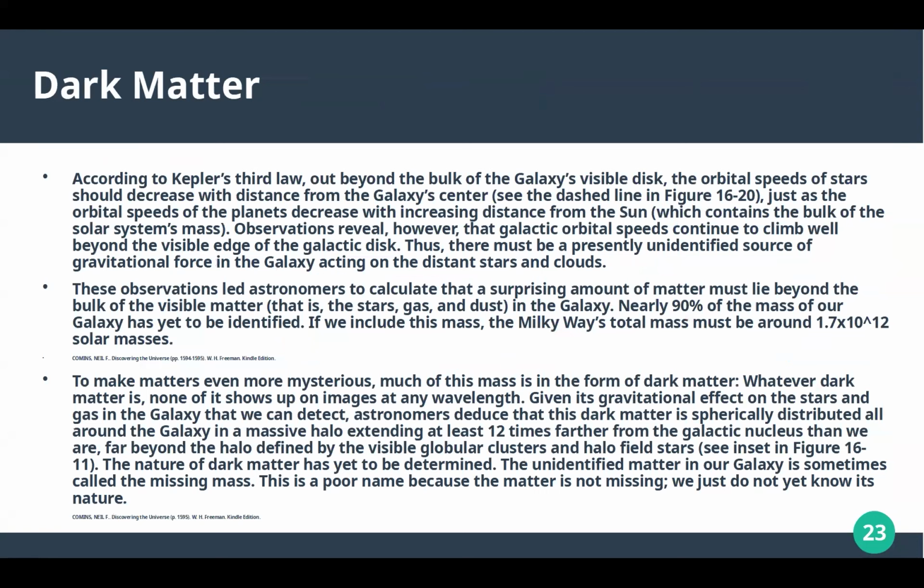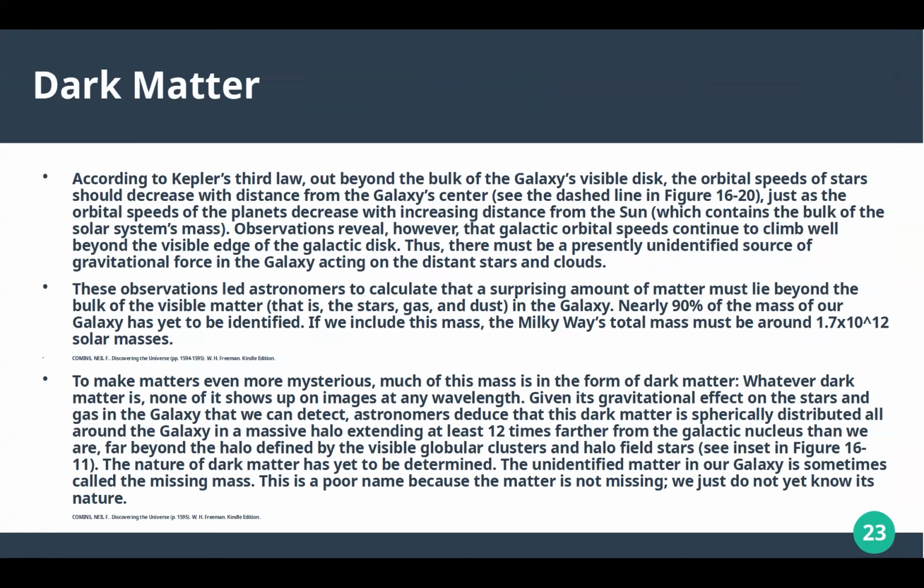If we include this mass, the Milky Way's total mass must be about 1.7 times 10 to the 12 solar masses. To make matters even more mysterious, much of this mass is in the form of dark matter. However, none of it can show up on images at any wavelength.